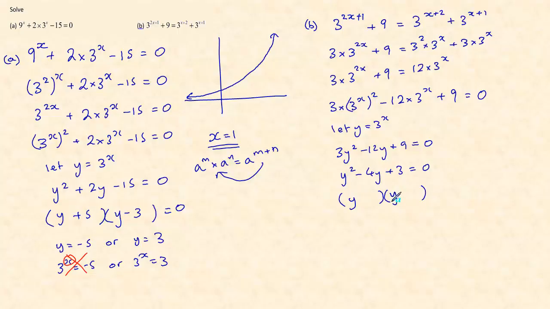So y and y, 3 and 1, make both of them negative. So y is equal to 3, or y equals 1. And that's 3 to the x equals 3, or 3 to the x equals 1. In this case, both of those are okay. And we get x equals 1 from this one, and 3 to the 0 is 1, so x equals 0 from that one.